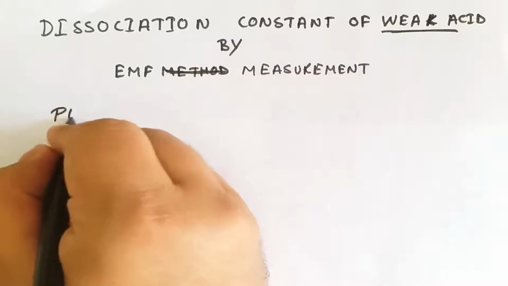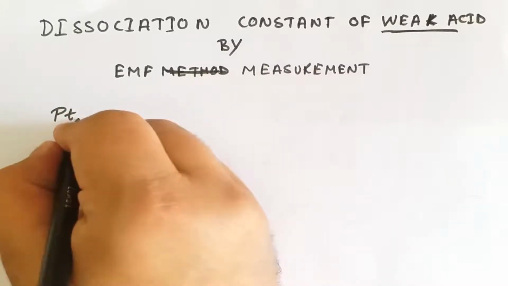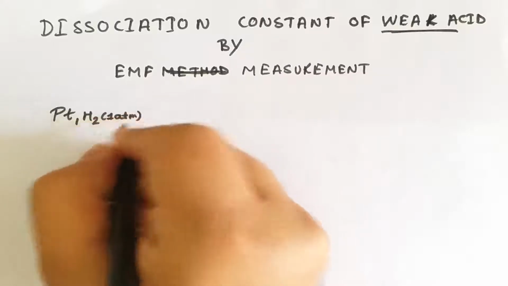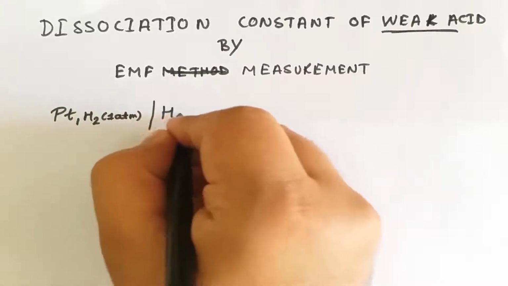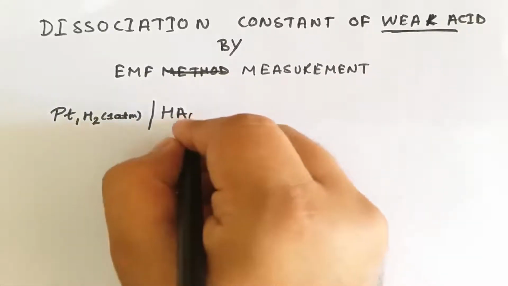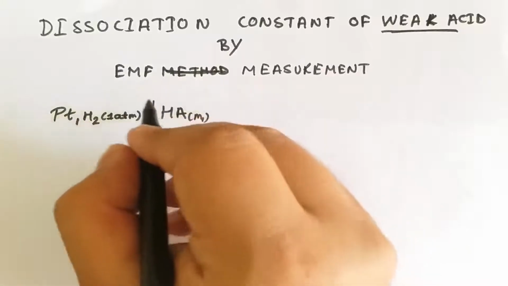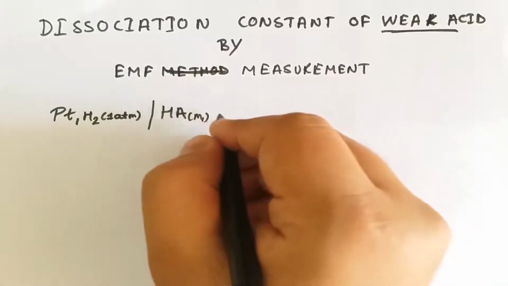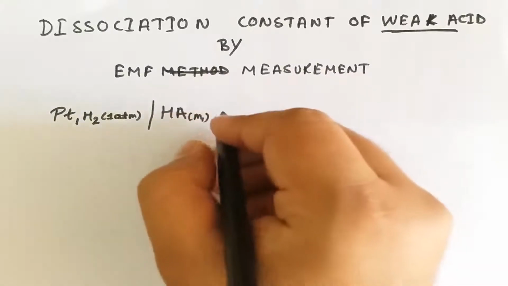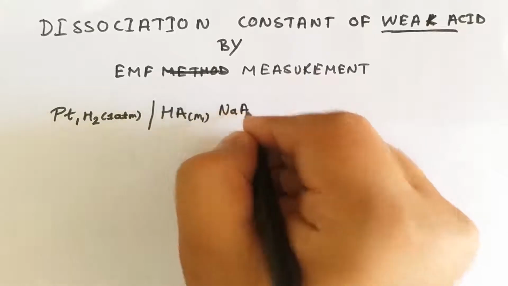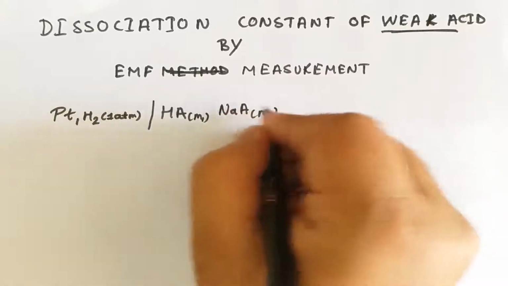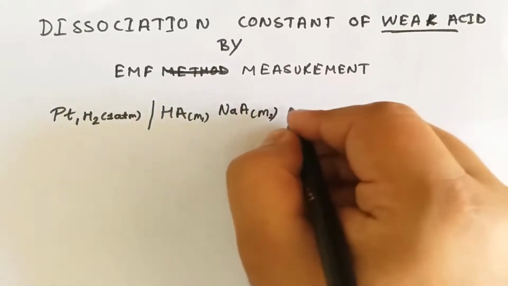The hydrogen half cell will be taken as an anode, that is platinum in H2, and the pressure will be 1 atmosphere. Now this cell is in contact with our weak acid HA, whose molarity is M1. Now this weak acid is again in contact with the salt of the weak acid. So its salt, suppose we can take NaA. So this is the salt of the weak acid, and suppose M2 is the molarity of this particular salt.